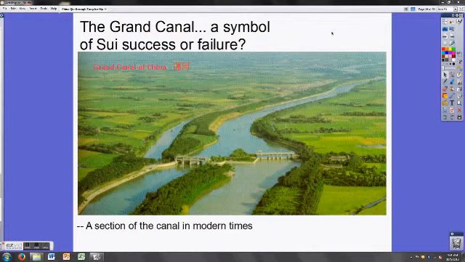That all sounds like a great thing, right? How could it possibly be a failure of the Sui to build something like this? It has to be a success, right?